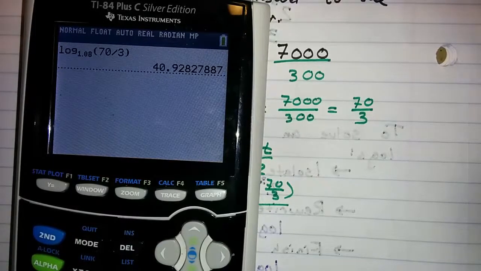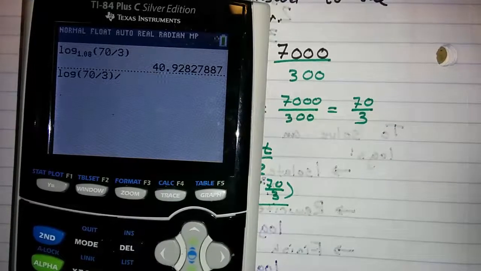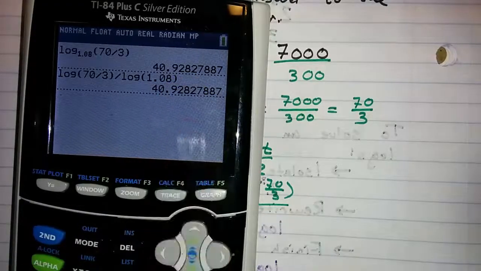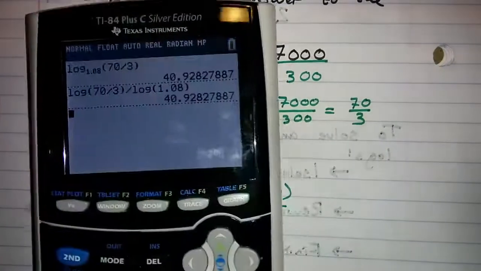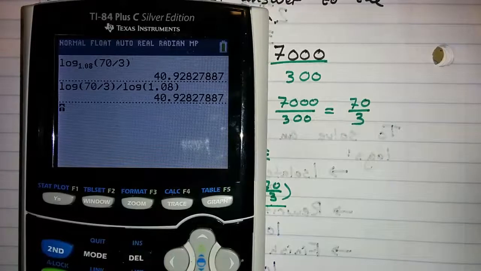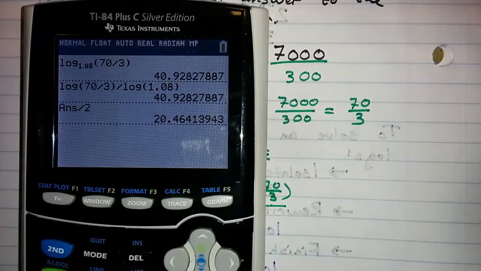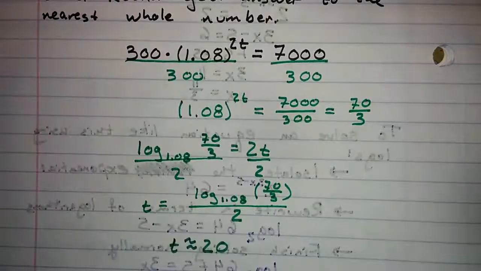or log of 70/3 divided by log of 1.08. Neither one of those looks particularly nice, so I'm not going to bother trying to convert it to a fraction. But then to get my t, I want to divide that by 2. So I'm going to say answer divided by 2. 20.46, I want to round to the nearest whole number. t is about 20.